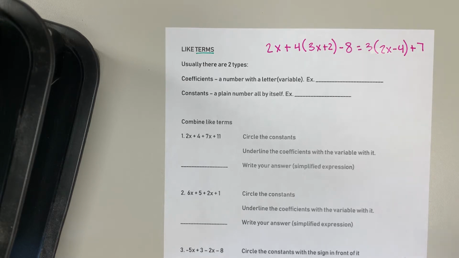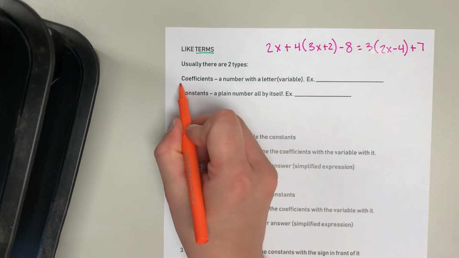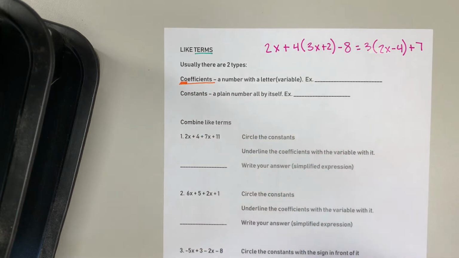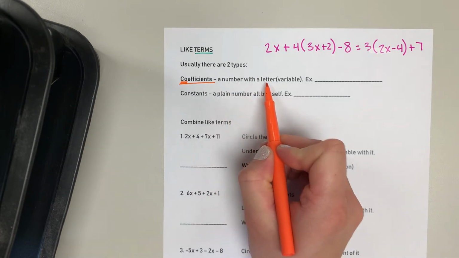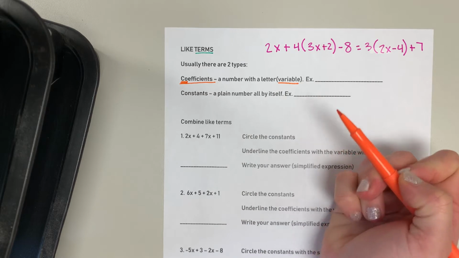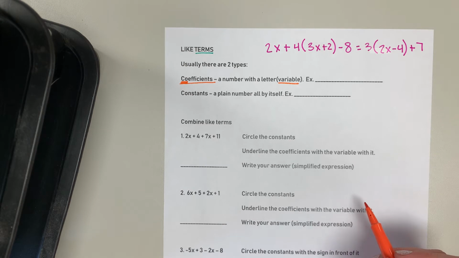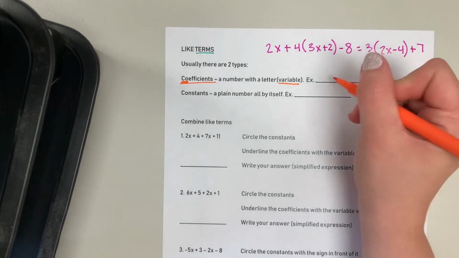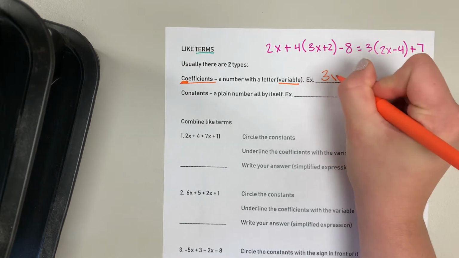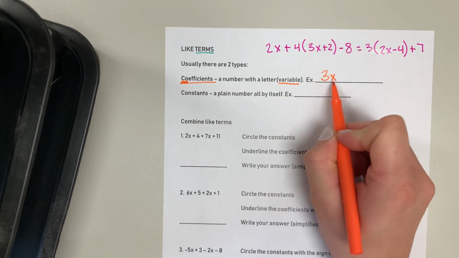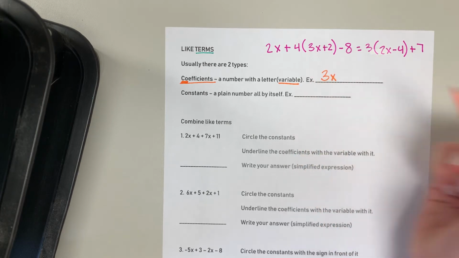So let's talk about the two different types of terms that we have. We have coefficients. Think about the first part of that word, co. Co is something that depends on another thing. So a coefficient is going to be a number with a letter. And remember, letters are called variables. So coefficients, this type of term, is going to have a number and a letter. So you could say 3x. That is a coefficient because that coefficient is the 3. The x is the variable. It works together. That is a coefficient.